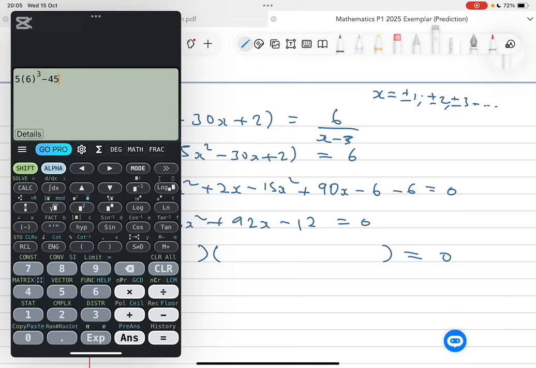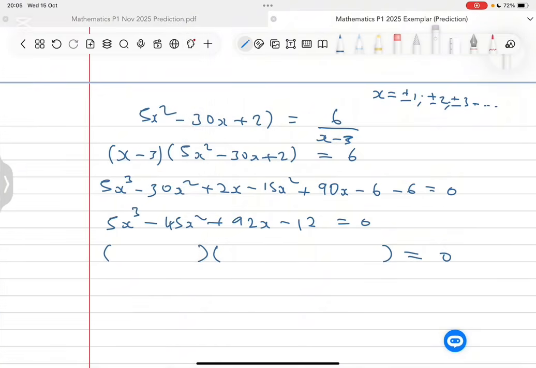Then we're going to have negative 45, and then a 6 squared. Then we have plus 92, and a 6. Then we have negative 12. Do you see that this gives me a 0? So it means 6 is a factor. So this means my binomial factor will be written as x minus 6.